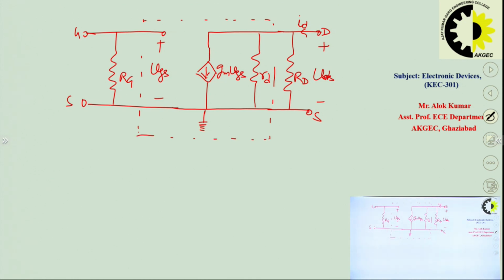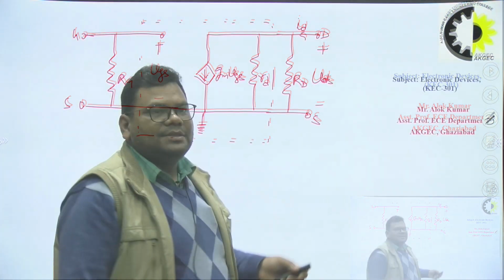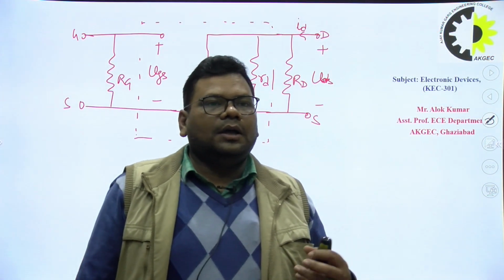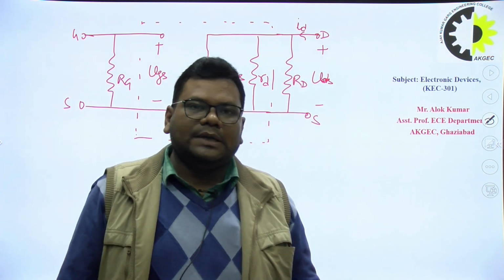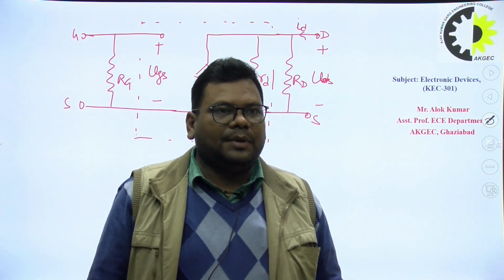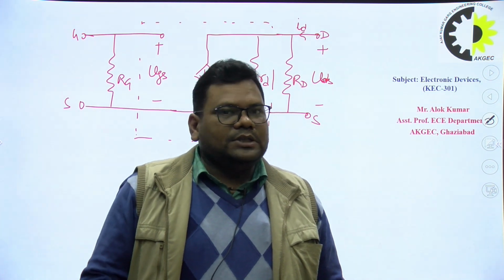So now we can find the value of the input impedance, the voltage gain, the current gain, and the output impedance by analyzing this circuit. So this is the way. Similarly we can do it for the self bias, and similarly for the voltage divider bias. So in this lecture we will stop here.